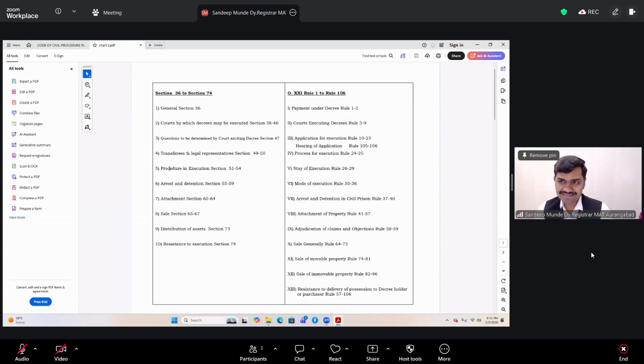Order 40 deals with the appointment of receiver. By appointing the receiver, the decree also can be executed. E. In such other manner as the nature of relief granted may require. Apart from these modes, on the basis of the nature of relief that has been granted, the decree can be executed. So section 51 is the opening statement with regards to the procedure in execution, which deals with how to execute the decree.